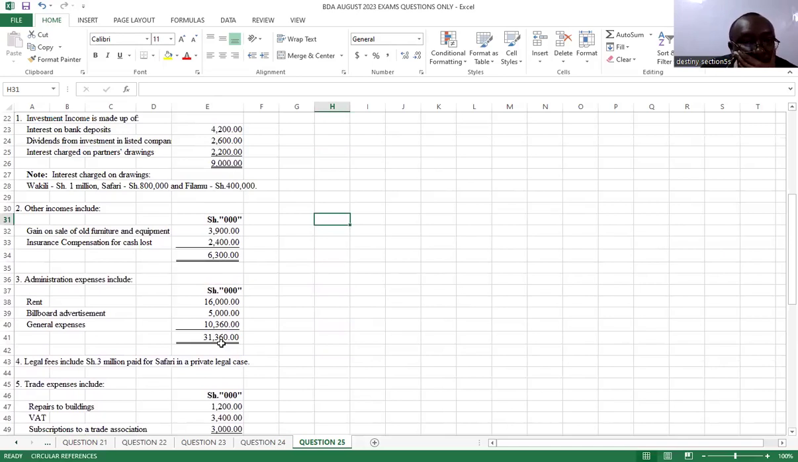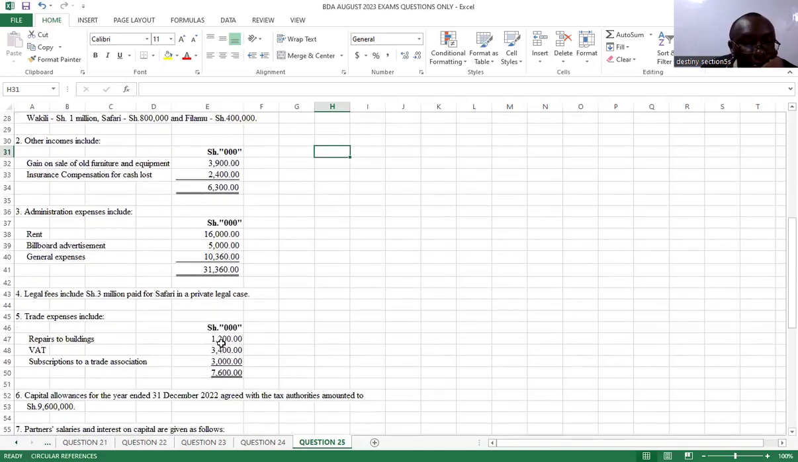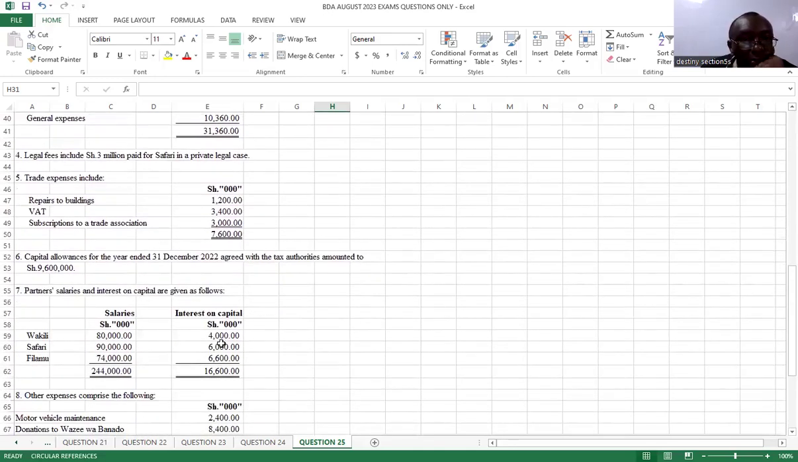Other incomes include gain on sale of old furniture and equipment. Then there is insurance compensation for cash lost. Number 3, there is administration expense, which includes rent, billboard advertisement, and general expenses. Then legal fees include 3 million paid for Safari in a private legal case. Trade expenses include repairs to buildings, VAT, subscription to a trade association. Capital allowance for the year ended 31st December, agreed with the tax authorities, amounted to 9.6 million.